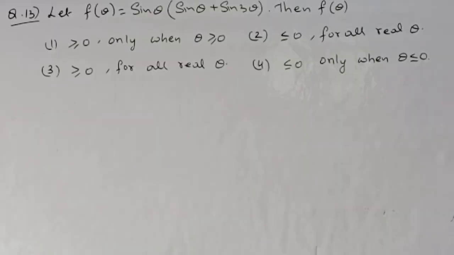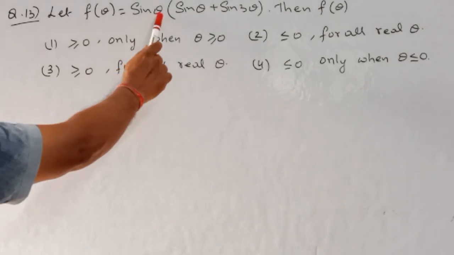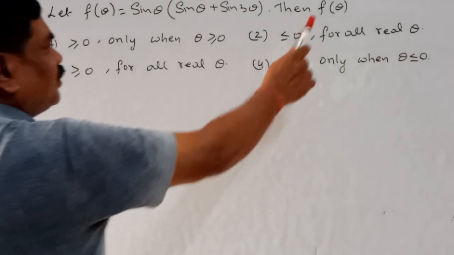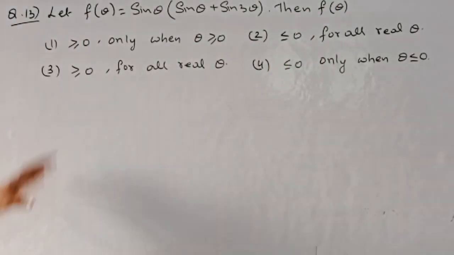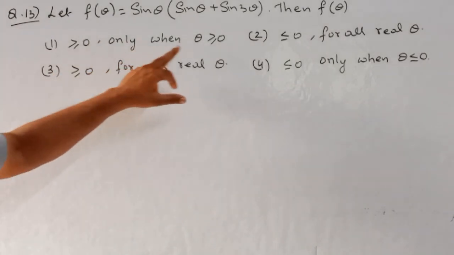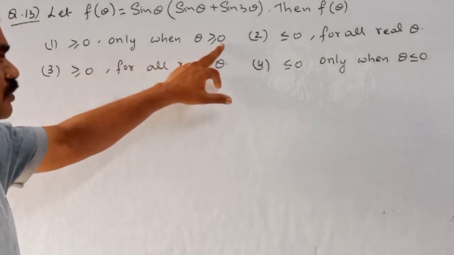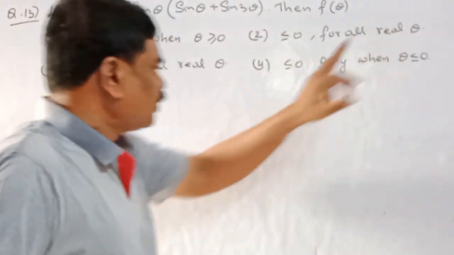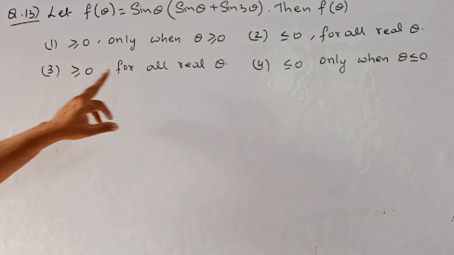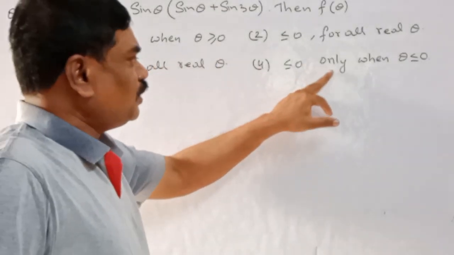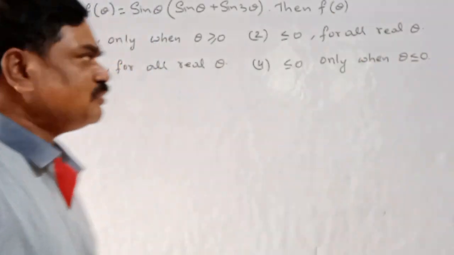Here we have one more problem from functions. Let f of theta is equal to sine theta plus sine 3 theta. Then f of theta, these are the options given: greater than or equal to 0 only when theta is greater than or equal to 0; less than or equal to 0 for all real theta; greater than or equal to 0 for all real theta; less than or equal to 0 only when theta is less than or equal to 0.